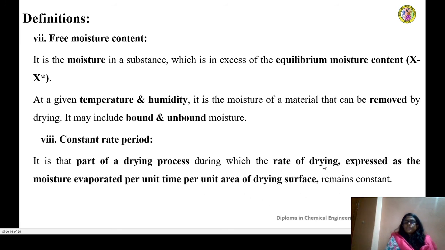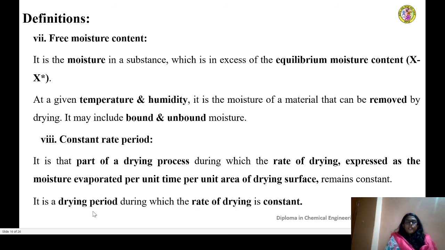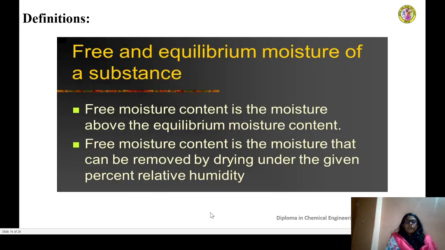So the rate of drying is usually measured as the amount of moisture evaporated per unit time per unit area of the drying surface. So that rate remains constant during the constant rate period. It is a drying period during which the rate of drying is constant. Okay, so this is again what is meant by free moisture. So free moisture is that moisture which is present in a quantity above the equilibrium moisture content. Also, the free moisture content is that moisture which can be removed by drying under the given percentage of relative humidity.